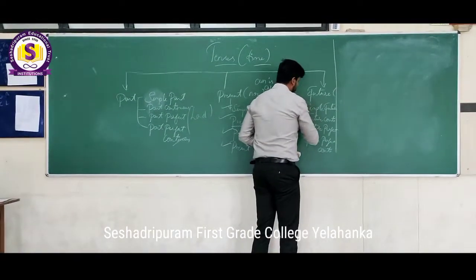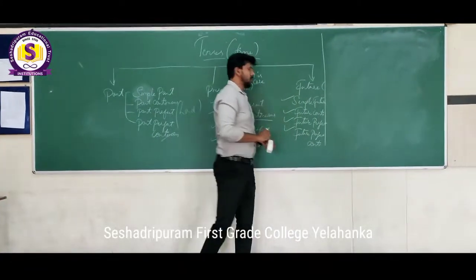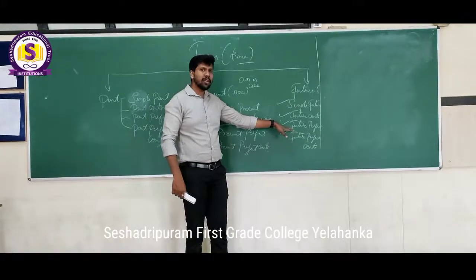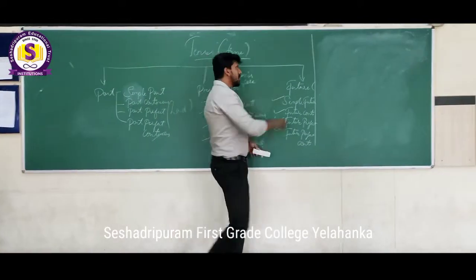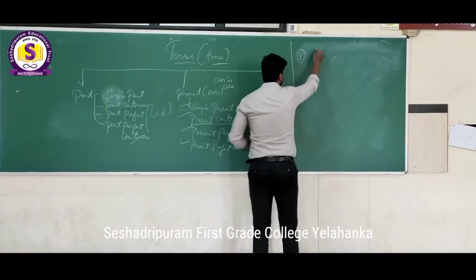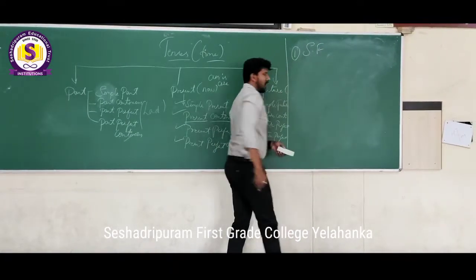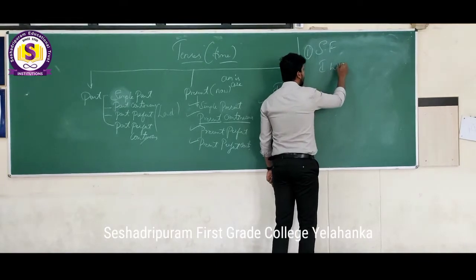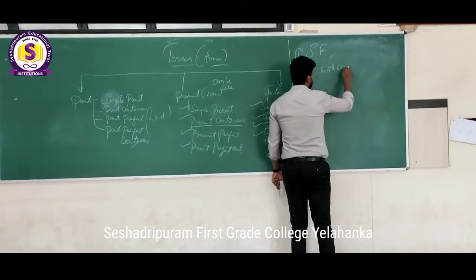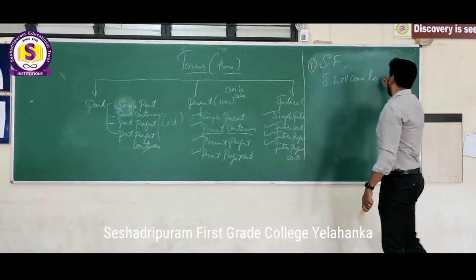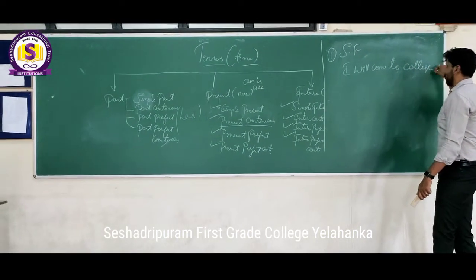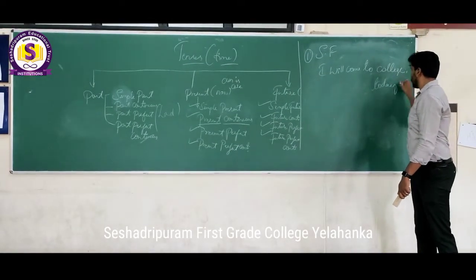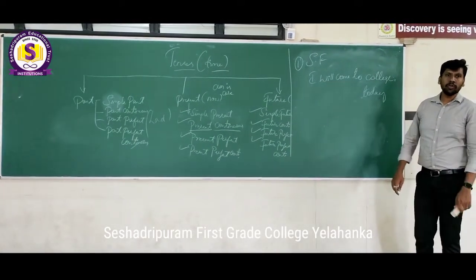Here also we have four forms of future: simple future, future continuous, future perfect, and future perfect continuous. Simple future. Let us take one simple future example. I will come to college today.